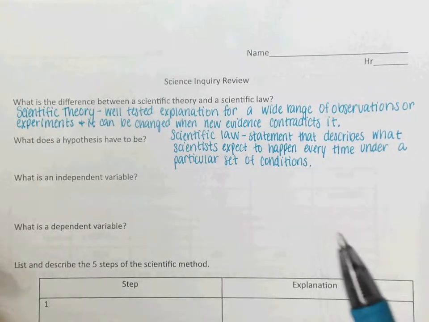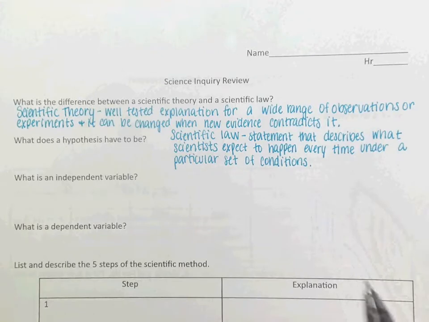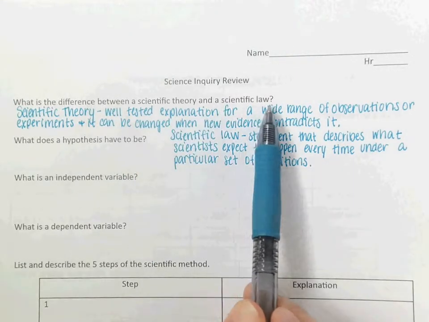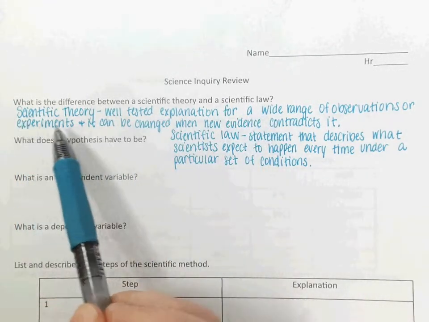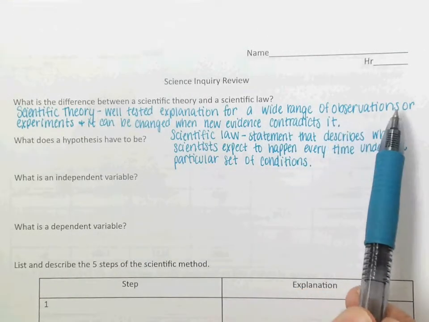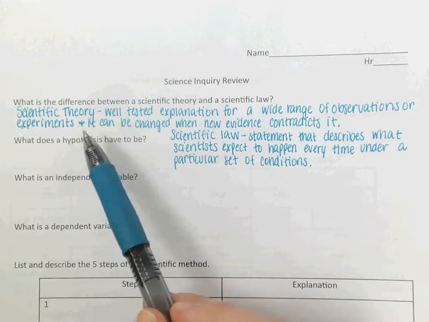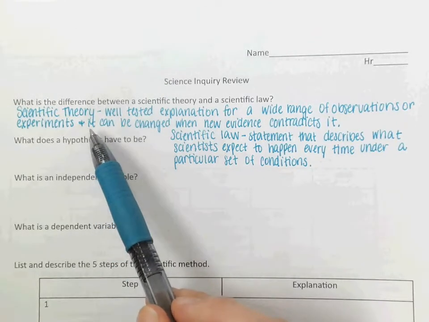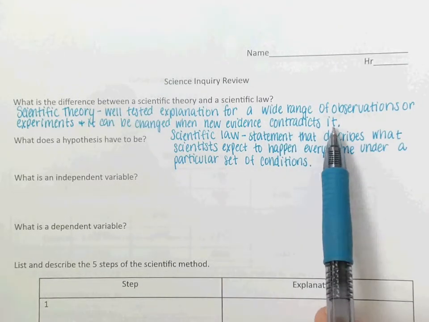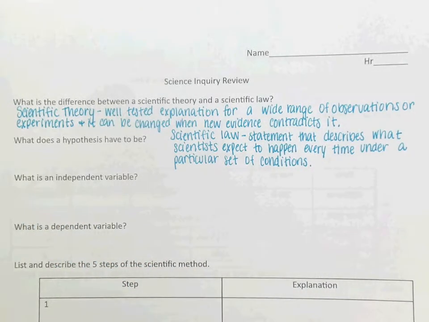This is the Unit 2 study guide over science inquiry. So our first question asks us, what is the difference between a scientific theory and a scientific law? A scientific theory is a well-tested explanation for a wide range of observations or experiments. And something you need to add to your definition is that it can be changed when new evidence contradicts it. So a theory is what scientists expect to happen, but that doesn't necessarily mean it will always happen.